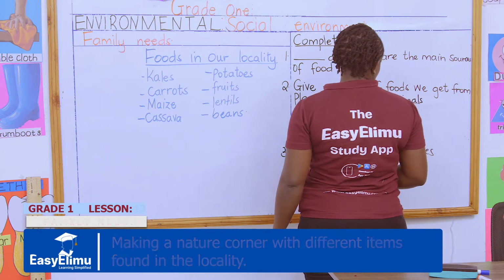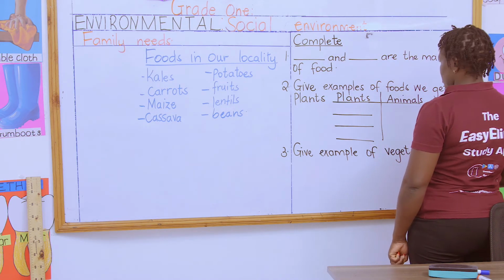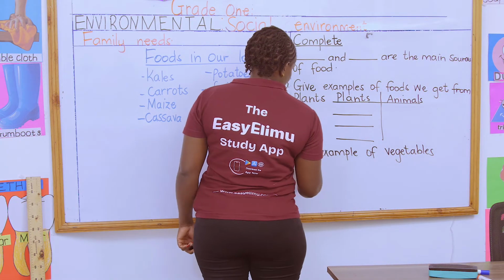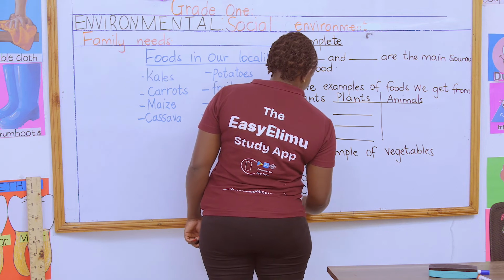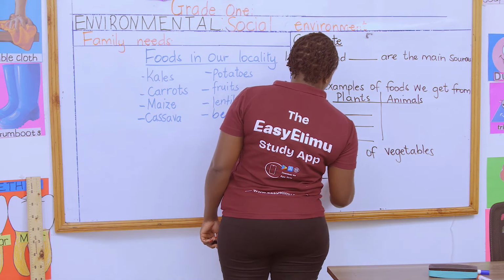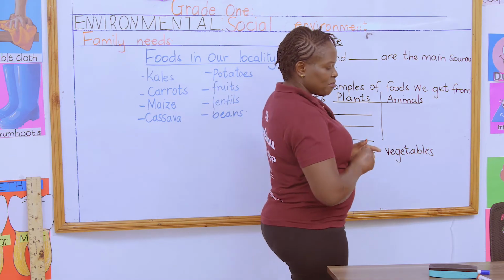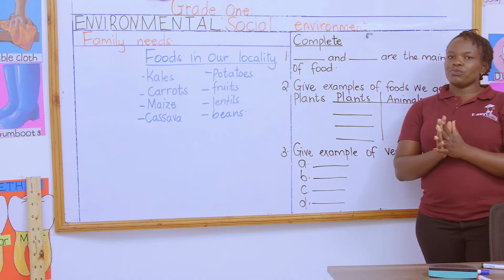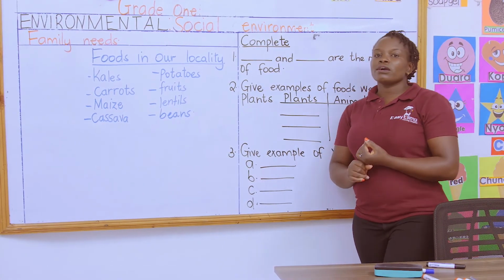Very good. So here, give examples of vegetables. From our nature corner, I want people to give me examples of vegetables, the food we can use as vegetables. Very good. Who can remind me yesterday? What did we say? Why do we need food? Teacher, we said we need food for growth.